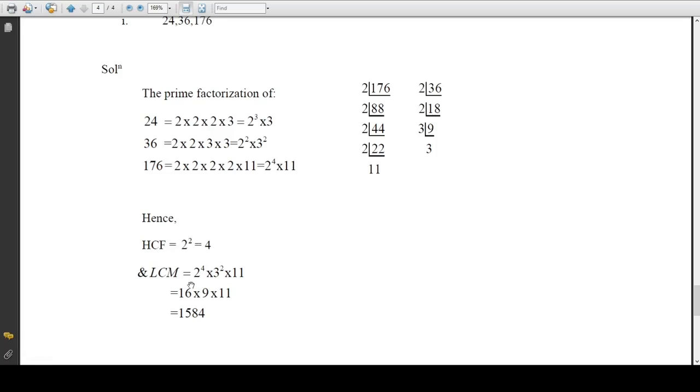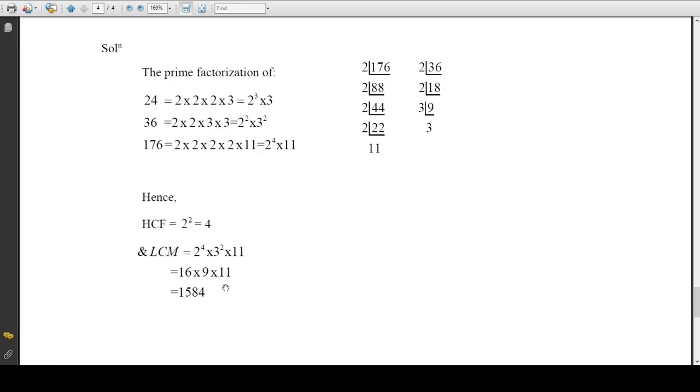It is 4. And LCM, the product of each prime, 2, 3 and 11. Highest power of 2 is 4, highest power of 3 is 2, and 11. 2 power 4 is 16, 3 square is 9. If you find the product of this, you will get 1584, which is the LCM of these given numbers.